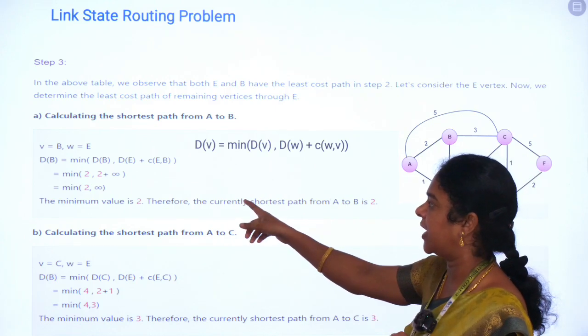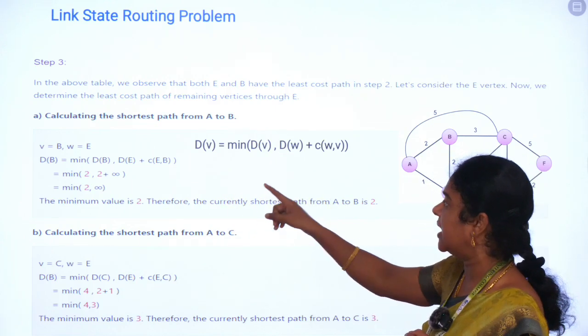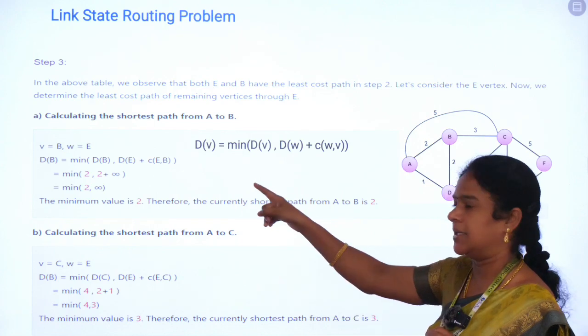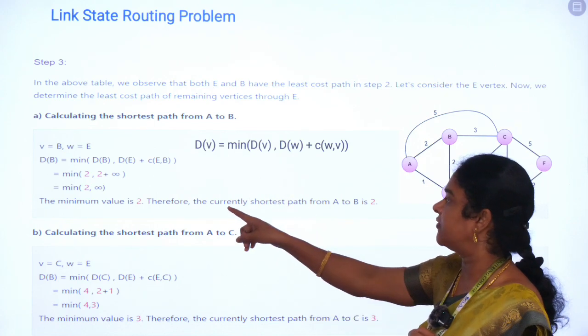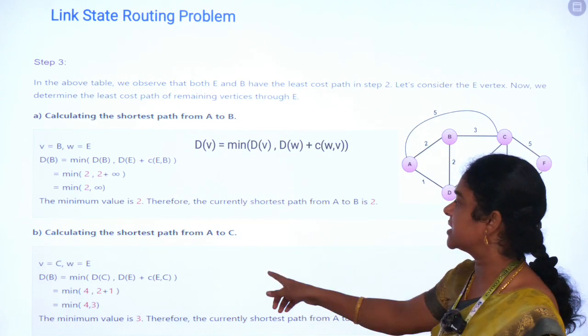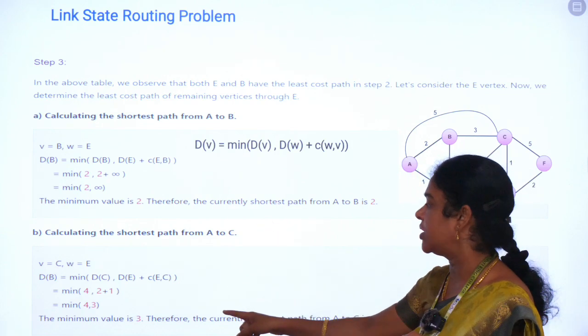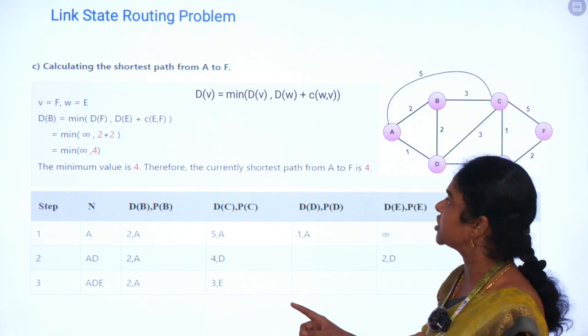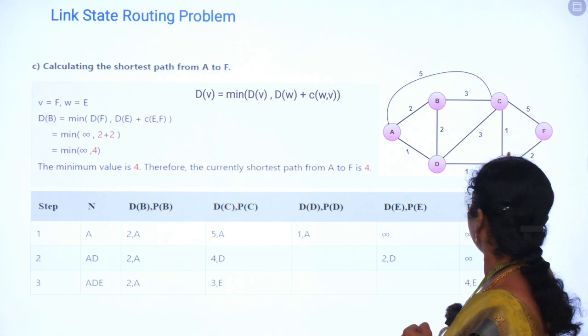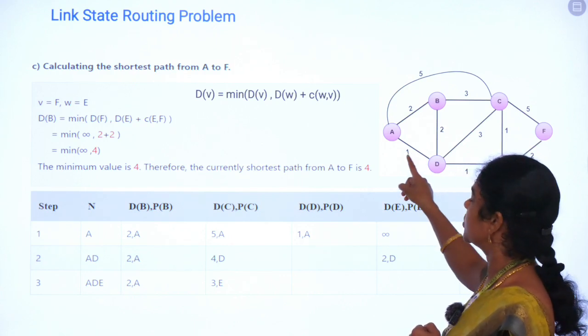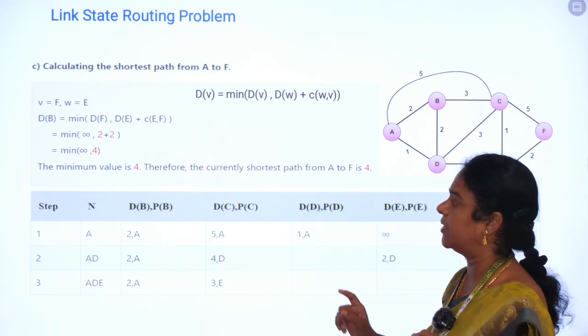So A to B we find out that V is equal to B. Now the W value is E. Okay, this is the root now. So we find out that the minimum value is 2. Next A to C, similarly we find out the minimum value is 3, and next one you find out A to F intermediate through E. So A to F we can find the minimum value is 4.